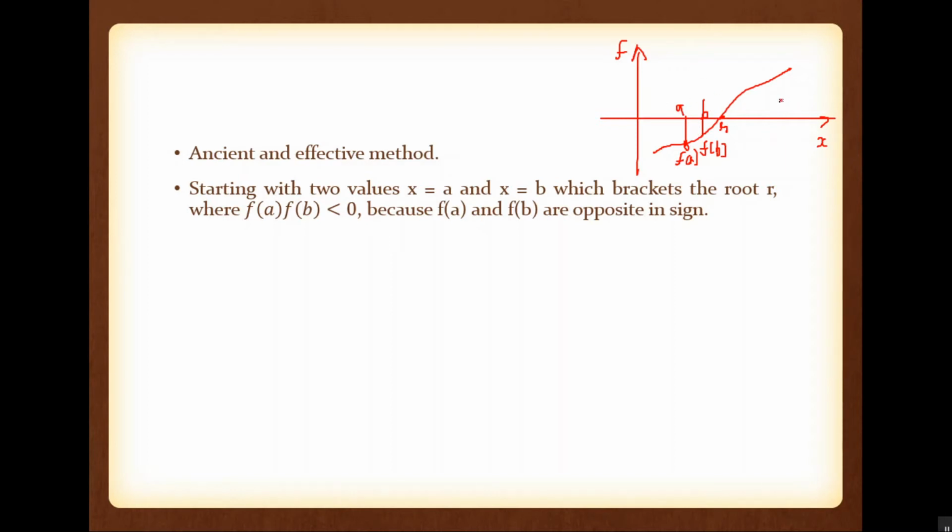So this shown a and b are not the valid initial condition. So you have to select two initial conditions, and those two initial conditions must be a valid initial condition. How can we check that validity? f of a into f of b must be less than 0. So that one is a validity, means f of a and f of b have opposite sign.